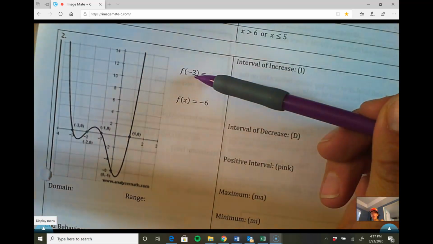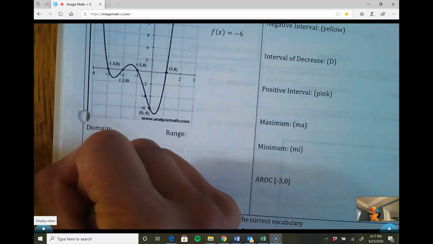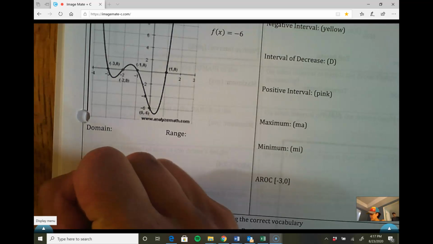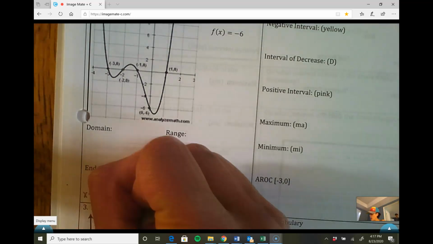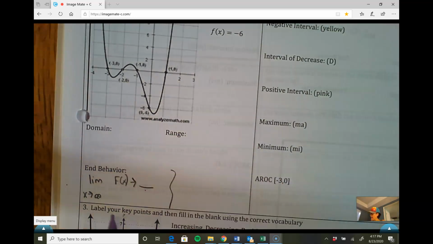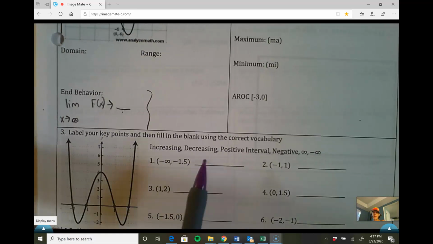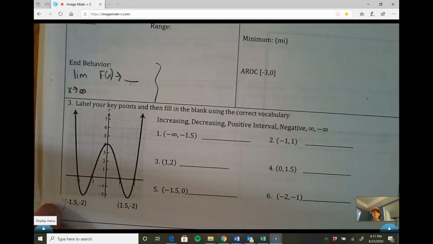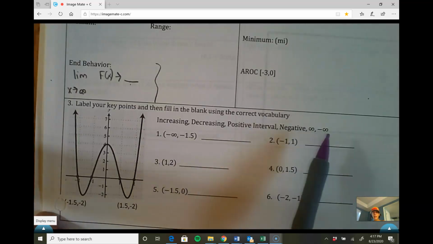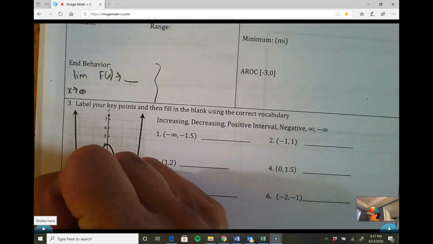If x is -3, what's y? If y is -3, what's x? What's your domain, the range? And remember the end behavior. You got to write this. If you don't write this correctly, it's wrong. So I don't care if you put an equal sign or an arrow, and then you have to do it again with a negative infinity. Based on what you see here, I want you to tell me if this was increasing, decreasing, positive, negative, or infinity, infinity. So these are these points right here, okay?